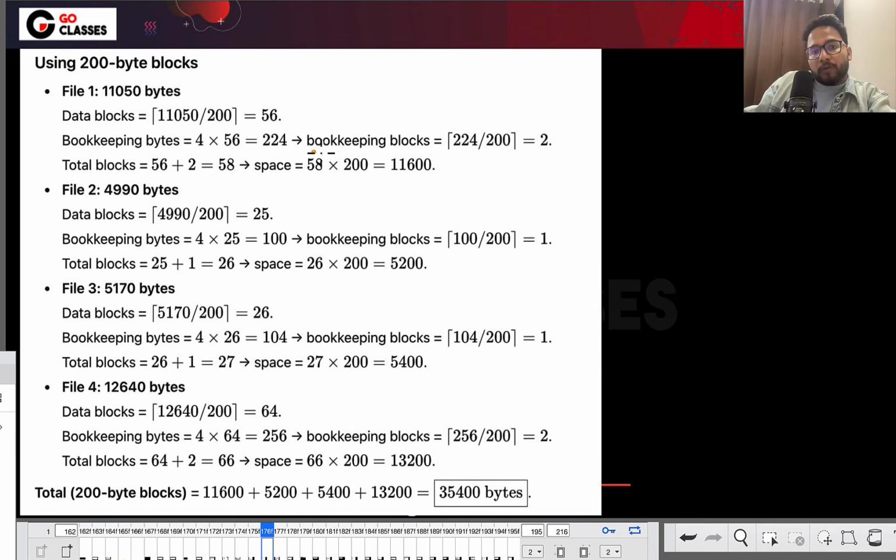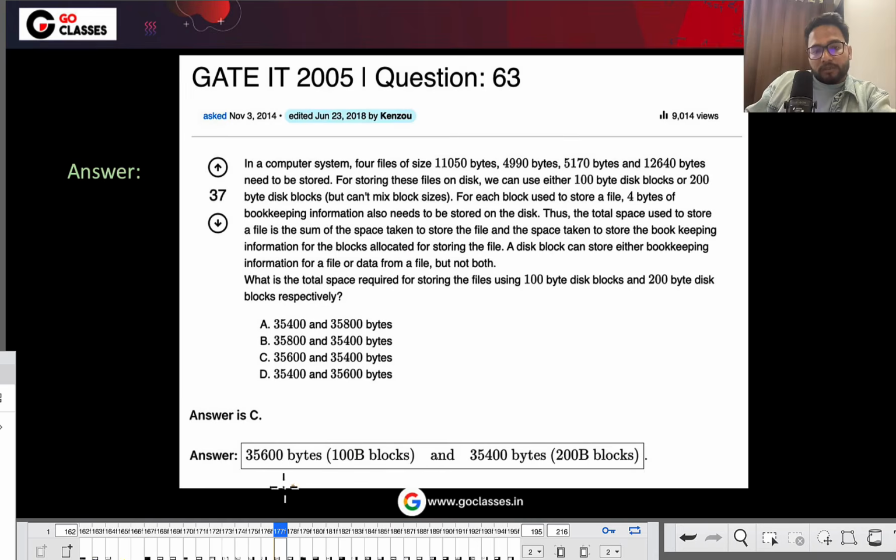Bookkeeping blocks and data blocks. How to calculate? Divide by 200, right? Earlier I was dividing by 100, now divide by 200. So these many total bytes you will need to store all the files. So you can just add both of these. Okay, they are not adding, they are just asking individually. So these many bytes for 100 byte blocks, and these many bytes for 200 byte blocks. So this is also an easy question, I can say.